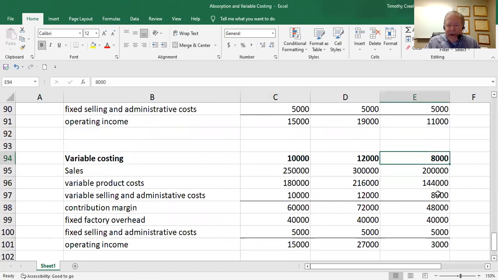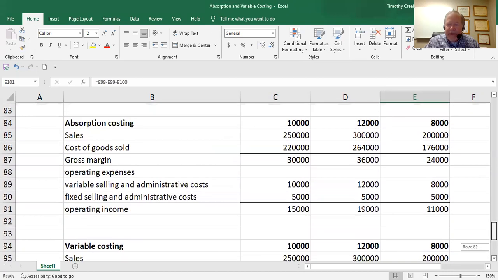We would take the 8,000 times the $1 per unit variable selling and administrative cost, and we'd get 8,000. So 200 minus 144 minus 8 would give us 48,000 total contribution margin. Then we would back out again the total fixed factory overhead of 40,000 and the 5,000 for fixed selling and administrative cost, and we would come back to $3,000 operating income.